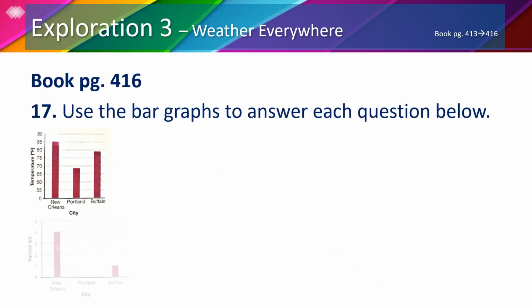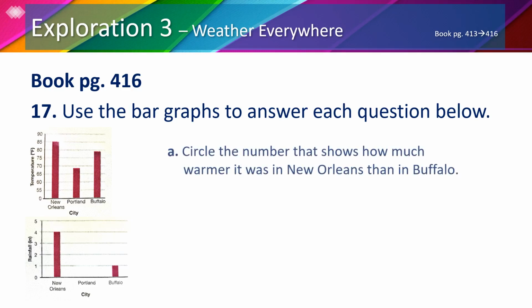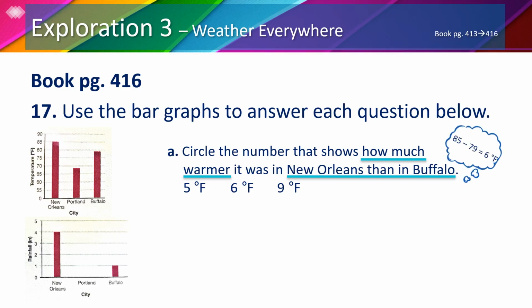In your book's page 416, we're going to skip number 16 and go straight to number 17, where we use the bar graphs to answer each question below. For A, circle the number that shows how much warmer it was in New Orleans than in Buffalo. When we say how much warmer between two cities, it means we need to subtract. In the bar graph, we can see that New Orleans has a temperature of 85, while Buffalo has a temperature of about 79. So, if we subtract 85 minus 79, we get 6 degrees Fahrenheit.